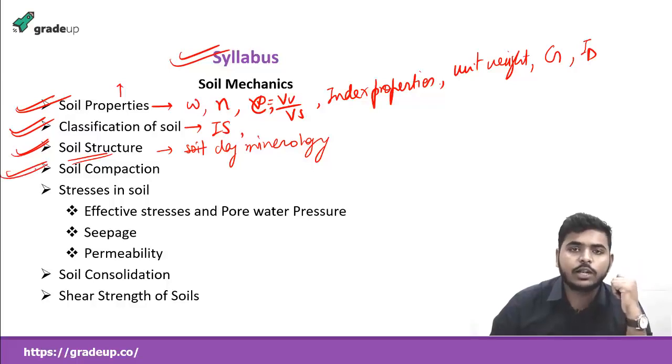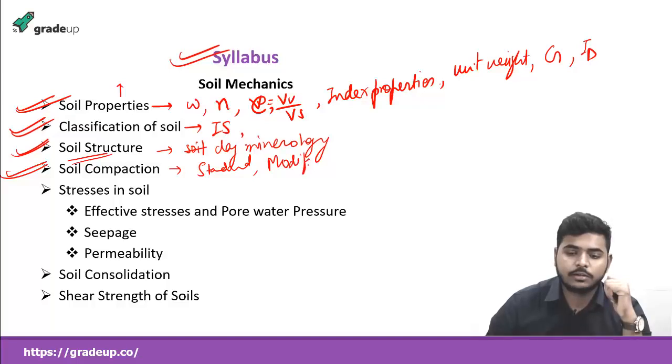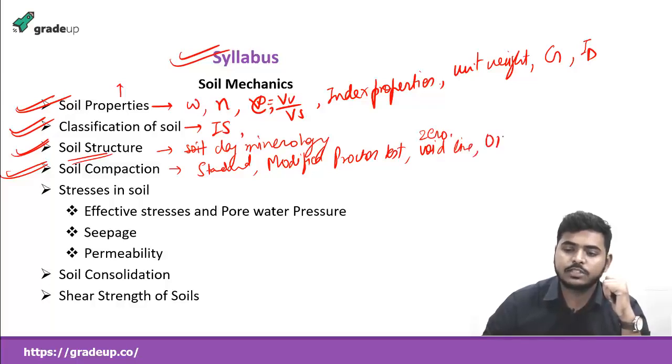The next chapter will be soil compaction. This will be also very important from the GATE point of view, and here we will be focusing on the standard Proctor test and the modified Proctor test and their comparison, and we will also be seeing the zero void line and saturation line, okay. So standard Proctor test or light Proctor test, modified test, okay, and zero void line, OMC, that is optimum moisture content.